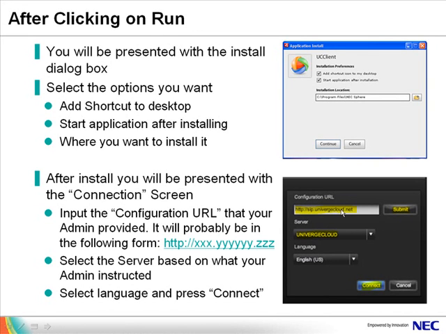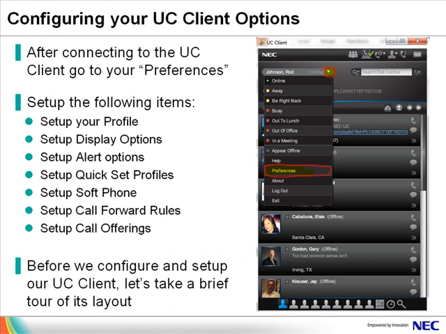Prior to inputting this configuration URL and pressing the Submit, this server dialog will be blank. There won't be any servers. It happens after you press the Submit. Once you've done that, you'll press Connect. When you press Connect, the application will start. Of course, if you're using this in a different language and multiple languages are supported, you can select that language here and it'll install the UC client in your preferred language. Once you've done that, the UC client will start.